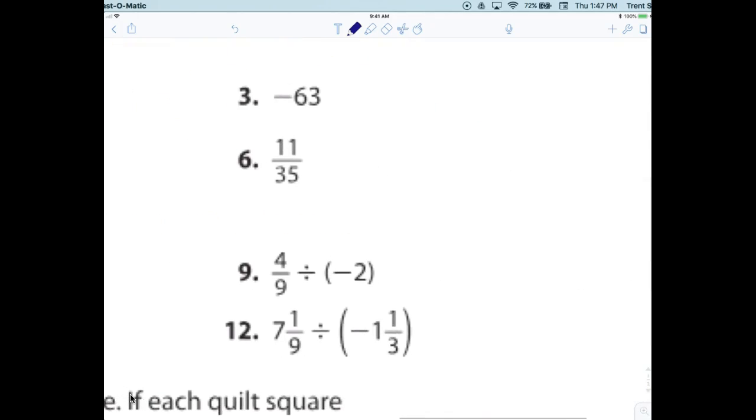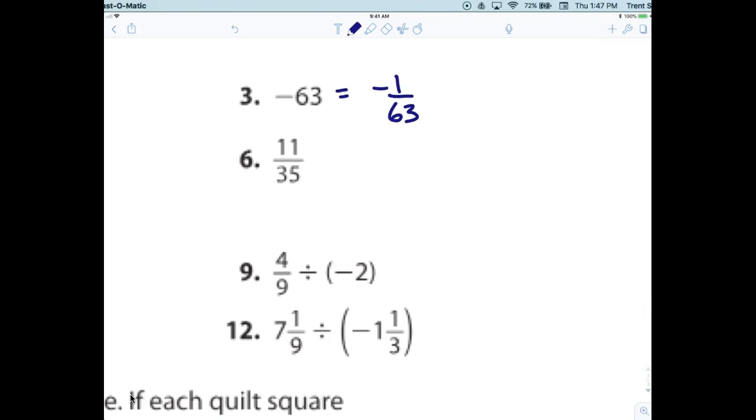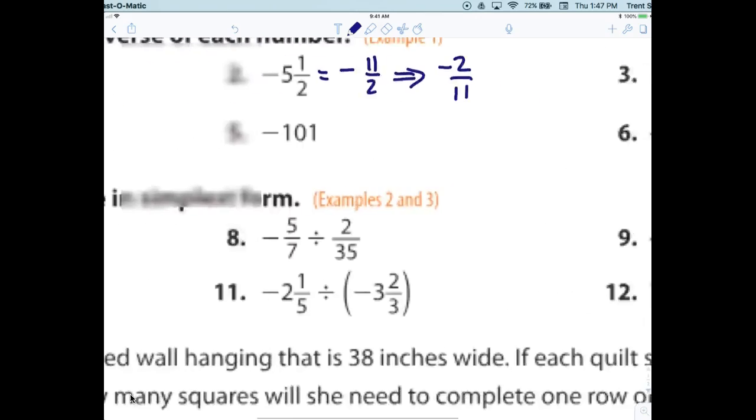All right, here we go. Number three. Ooh, this is a good one. Yeah, see how simple that is? Negative 1 over 63. Does it really matter where the negative goes? As long as you have what? 1. As long as you have one negative, you're in good shape. Everybody happy?